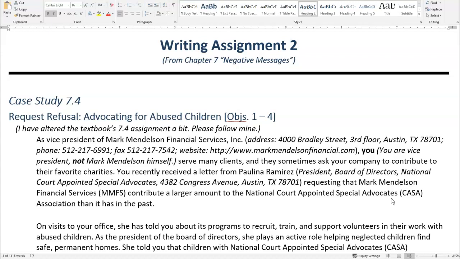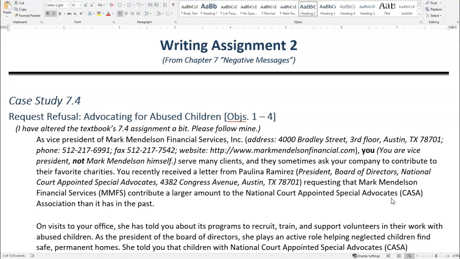So let's recap right quickly. The first paragraph is the complimentary buffer where you're making some compliments, and it should be genuine. Don't just make up something, but it should be genuine. The case study for this letter that you're going to write provides you with the great work that this particular organization has been doing, so you can use details from this to put in your buffer. The second paragraph is going to be where you give the reasons for the refusal or for the denial, and then you're going to imply the refusal or the denial.